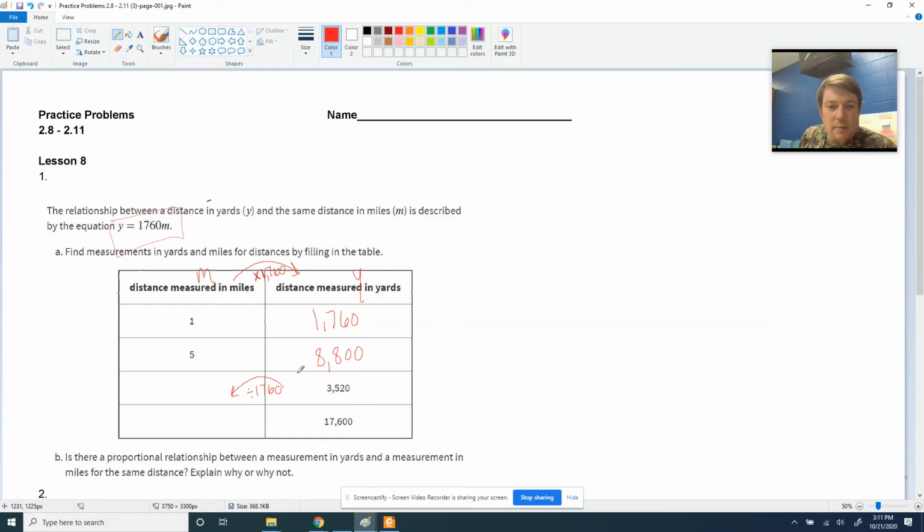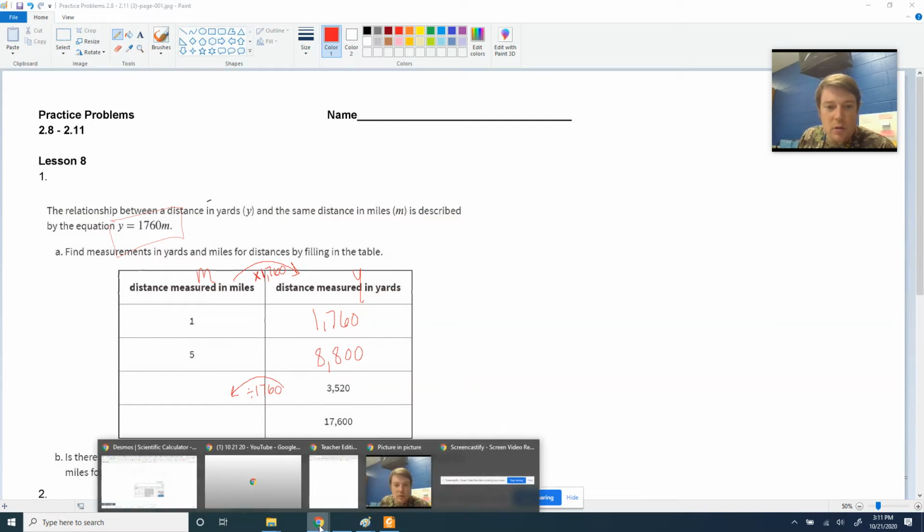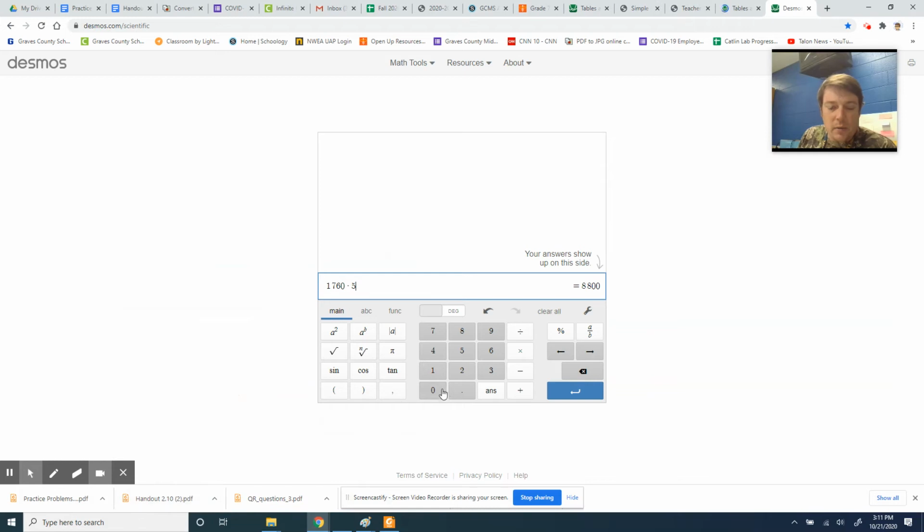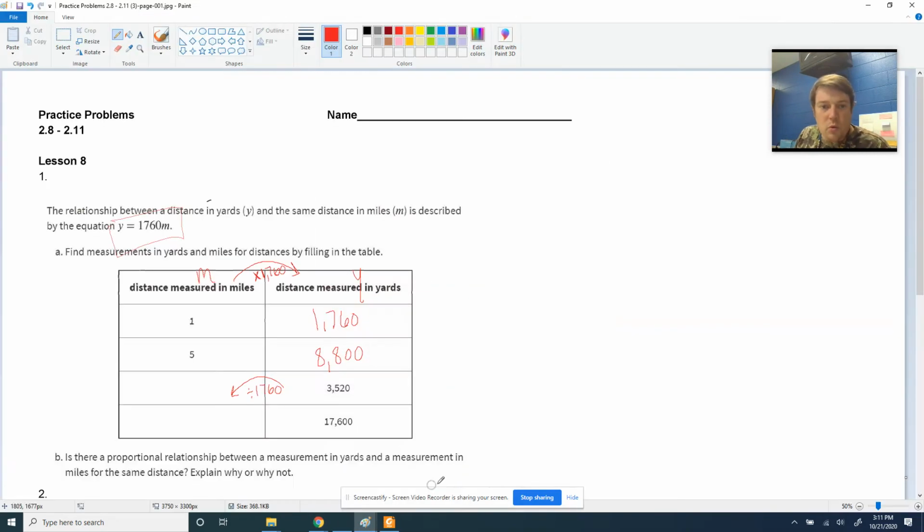So these two need to be divided by 1,760 to come over. So go back to my calculator, 3520, and I'm going to divide that by our constant, which was 1,760. And you can see that that's equivalent to 2. So we're going to put 2 in our table right here.